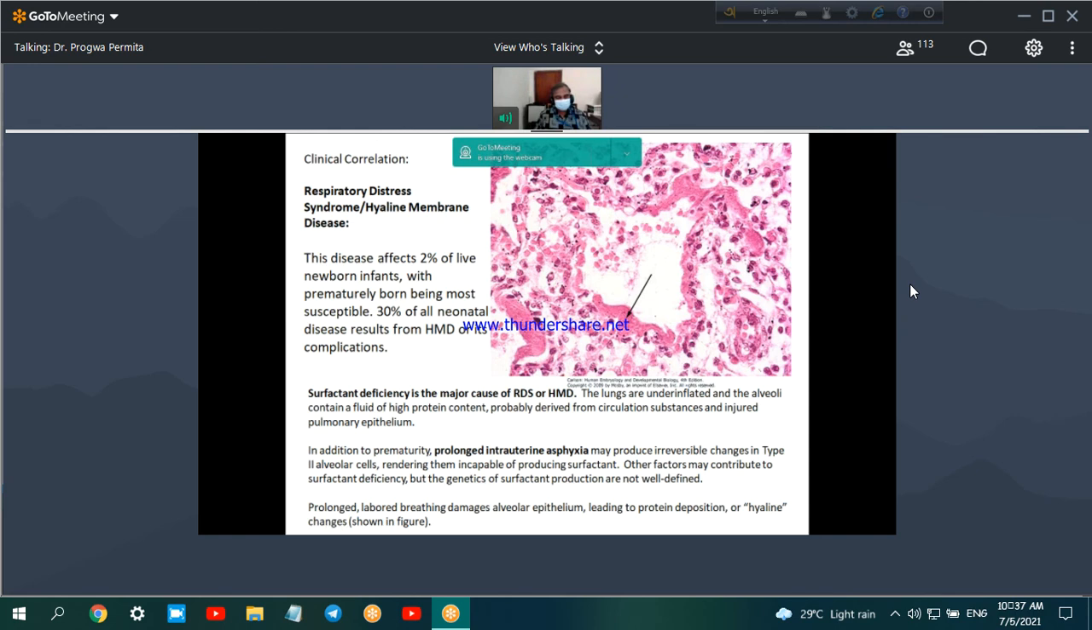So this is the disease which occurs in newborn babies due to the absence of surfactants in the lungs, which causes atelectasis of the lung, that is the collapse of the lungs, and respiratory distress of the baby. 30% of all neonatal disease results from this respiratory distress syndrome or hyaline membrane disease. The surfactant deficiency is the major cause. The lungs are underinflated and the alveoli contain a fluid of high protein content, probably derived from the circulation and injured pulmonary epithelium.